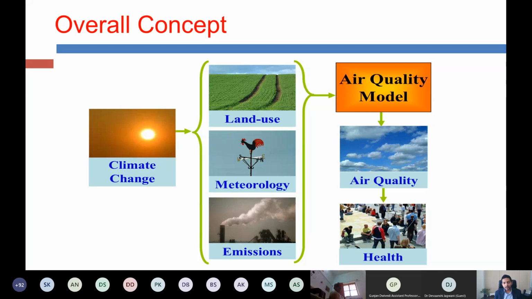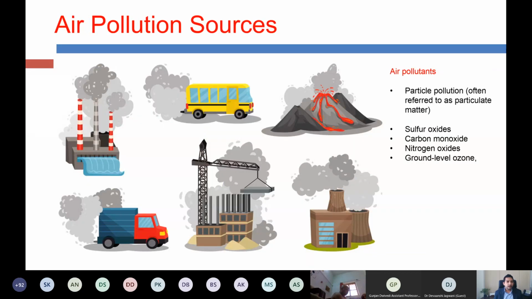So all living beings on the earth are the receptors of any impact on air quality. When we look at air pollution sources, there are various sources. Some of them are natural, most of them are anthropogenic. Industries, vehicular pollution, infrastructure projects, power plants, they all emit different kinds of air pollutants, and these pollutants are added into the air environment.